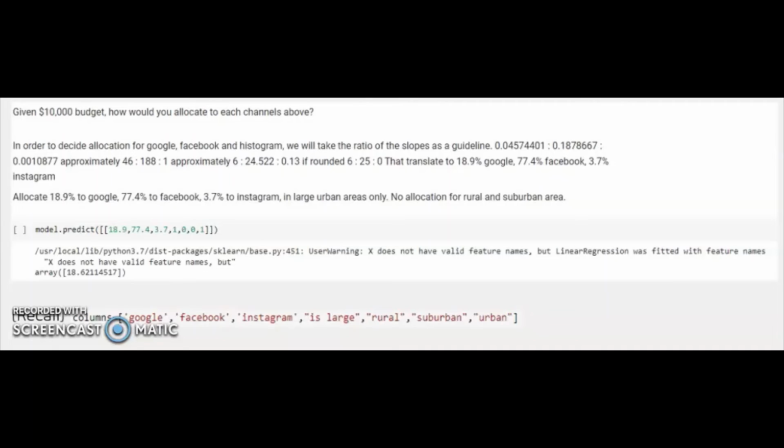Next, we are given a $10,000 budget, and how should we allocate to each of the channels? By comparing the slopes of Google, Facebook, and Instagram, the optimal allocation is 18.9% Google, 77.4% Facebook, 3.7% Instagram in large urban areas only.